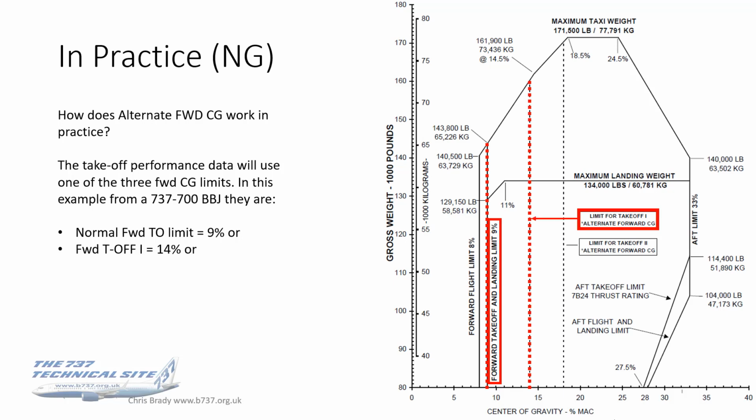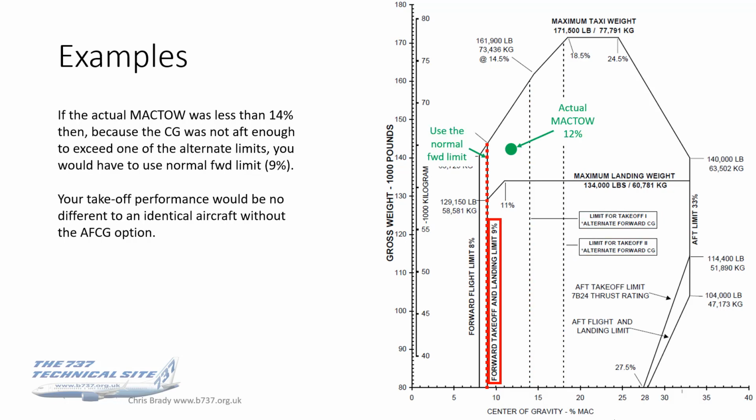Then forward takeoff 1, which in this particular case the operator has set at 14%, or forward takeoff 2, which this particular operator has set at 18%. Now, if your actual MACTO was less than 14%, then because the CG is not aft enough to exceed one of the 2 alternate limits, you've then got to use the normal forward limit of 9%. Your takeoff performance in that scenario would be no different to an identical aircraft without the AFCG option.